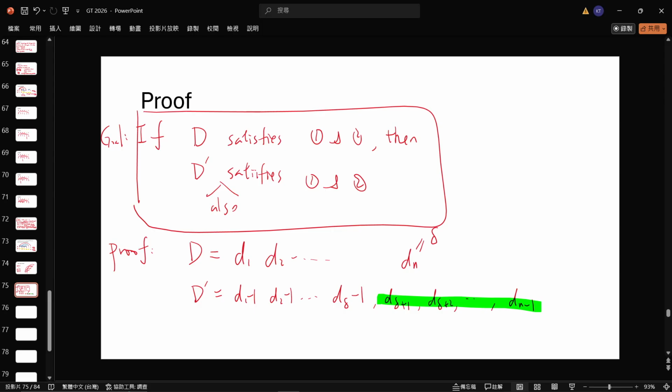So the only case that we have to consider is: is it possible that some of them, D1, D2, up to D delta, the original degree is 1? So if any one of them is 1, then 1 minus 1, you get 0, which violates the first condition. So is it possible that D1, D2 up to D delta, any one of them is 1?